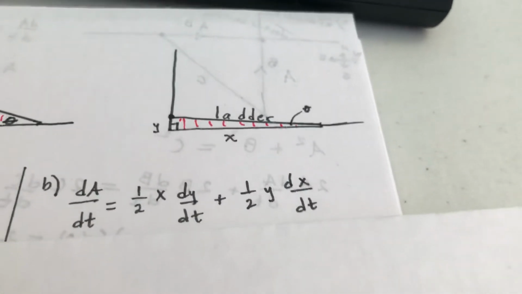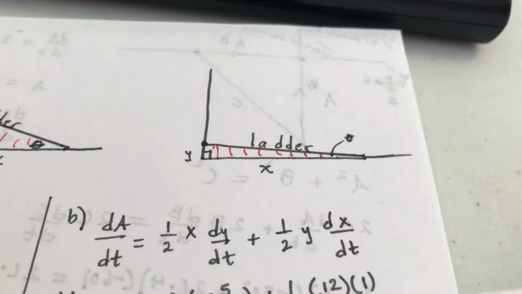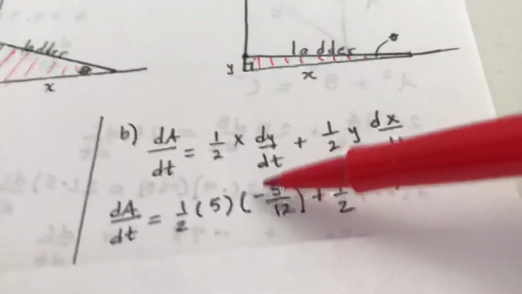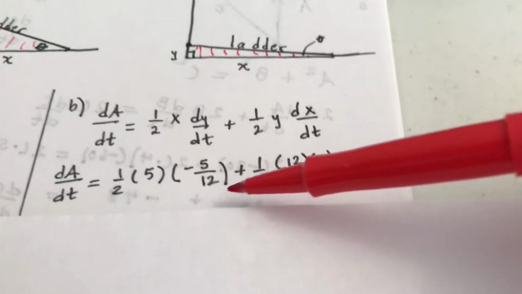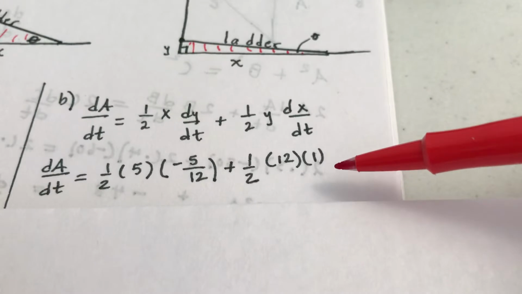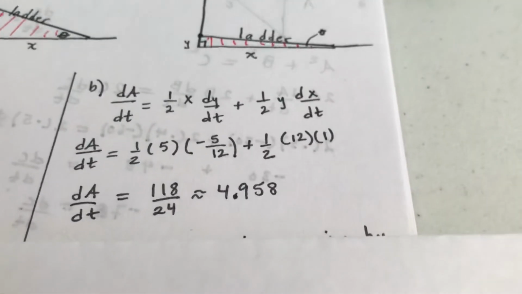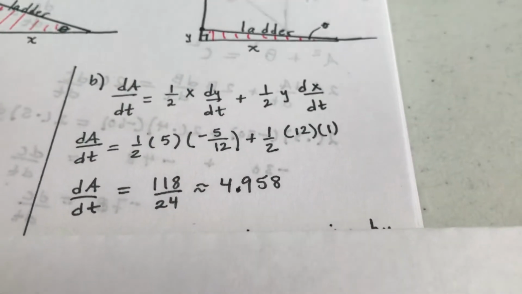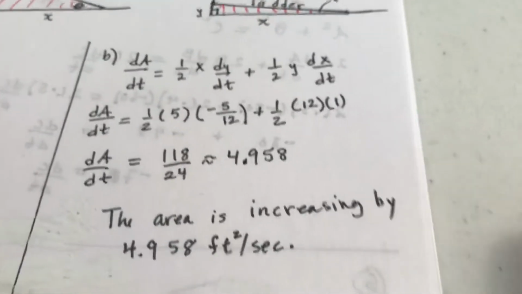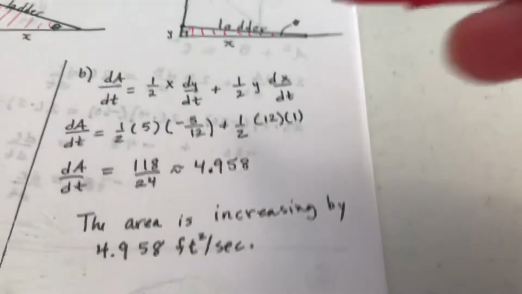I do. Remember, x was 5, that was given, and then we found y using the Pythagorean theorem in the last video. We also found dy/dt from part A was -5/12. This is 1/2, y was 12, and dx/dt is 1. And if you simplify that, you get about 119/24, which is 4.958, which means the area is increasing by 4.958 square feet per second. Now notice the unit.